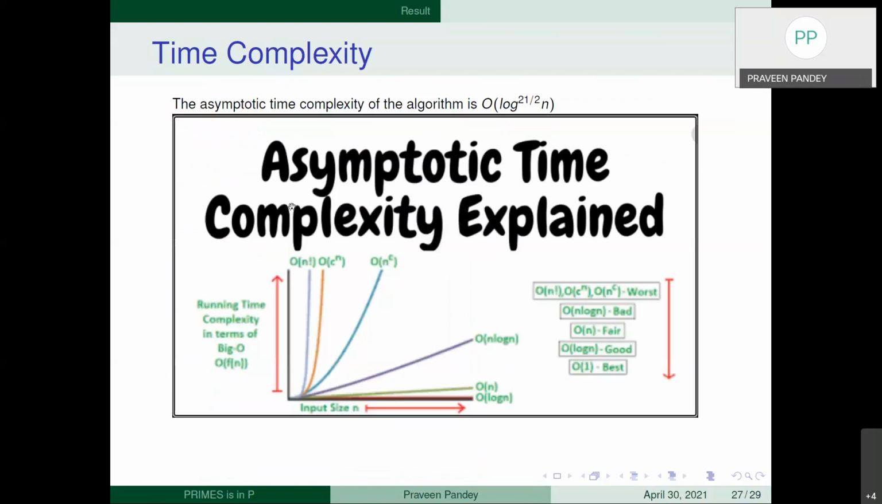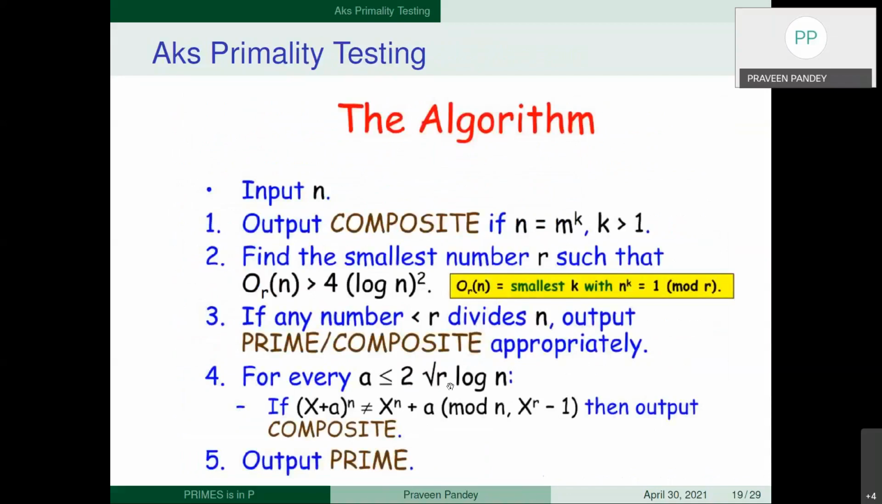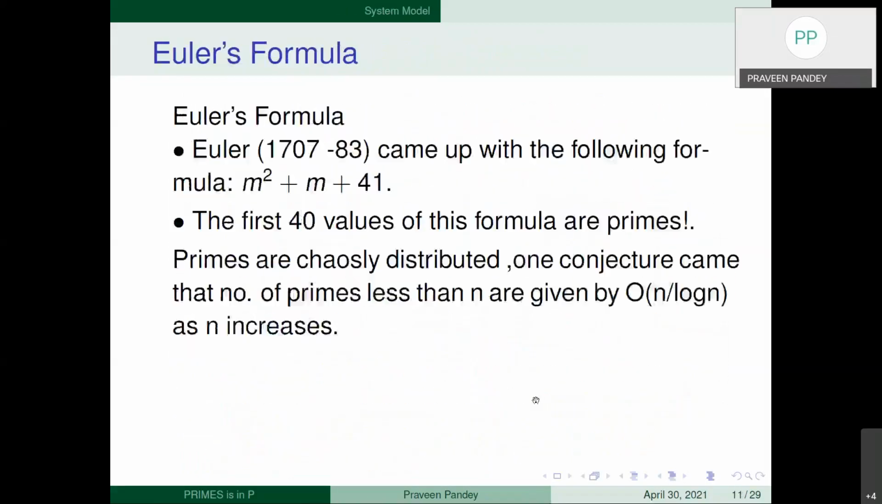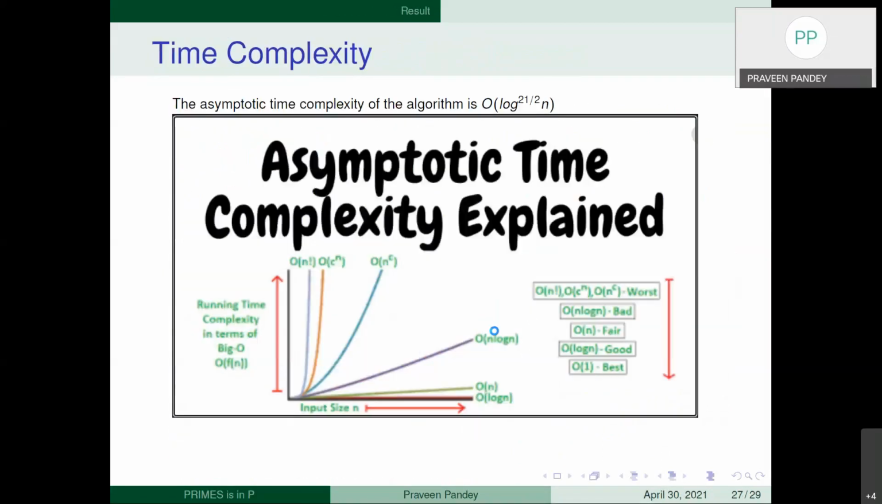So if we look at the asymptotic complexity of this algorithm, it was found to be O of log^(21/2) n. The main part of the complexity in this algorithm is step 4, because for large values of n, only step 4 will matter, and from this our main complexity comes out to be O of log^(21/2) n, that is log^10.5 n.